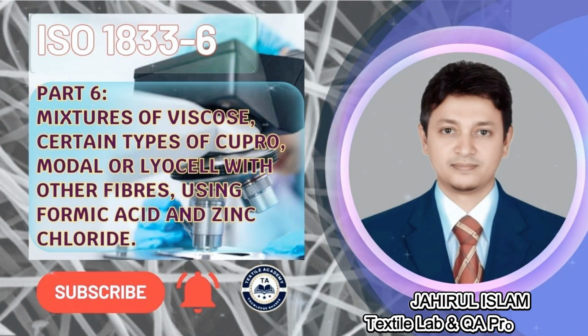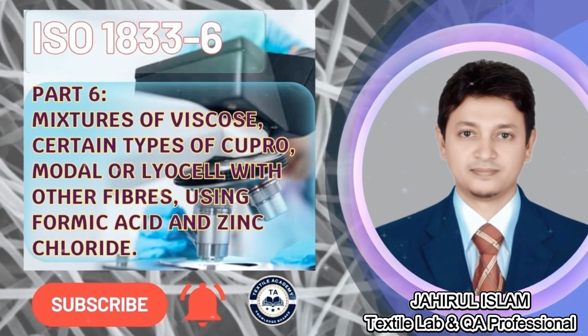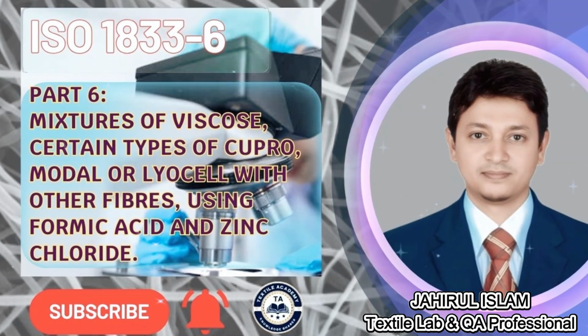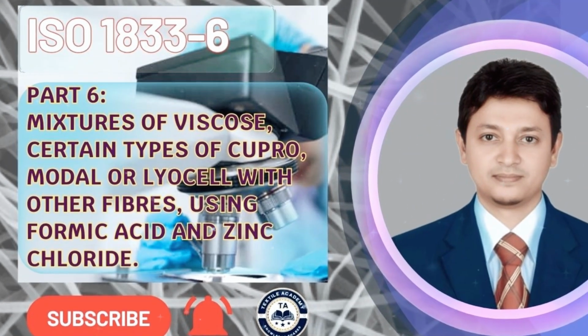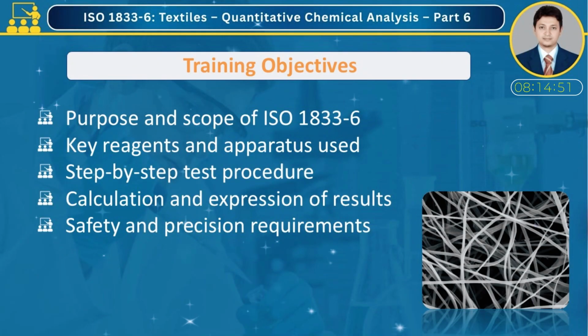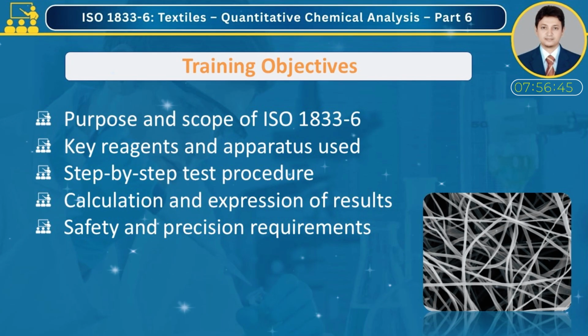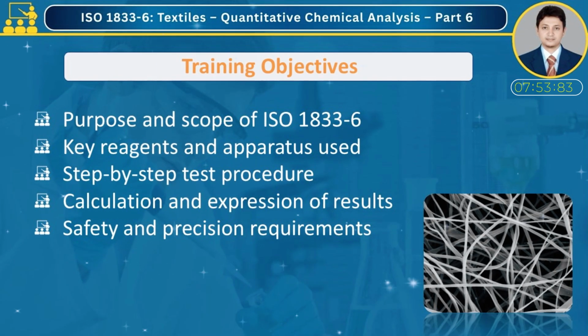Welcome to this training session on ISO 18336 Quantitative Chemical Analysis, Part 6, Mixtures of Viscose, Certain Types of Cupro, Modal or Lyocell with Other Fibers, using Formic Acid and Zinc Chloride. This session is designed for textile testing laboratory personnel who perform fiber composition analysis using chemical methods. Throughout this training, we will follow the structure and procedures defined in the ISO standard. The objective of this training is to provide a clear understanding of the ISO 18336 method.